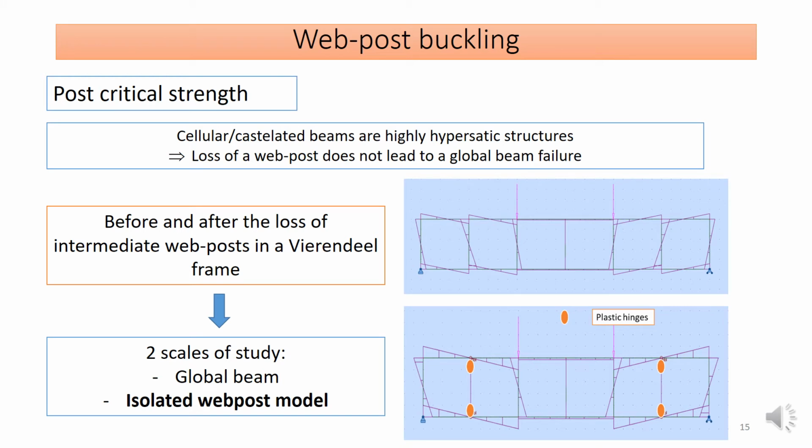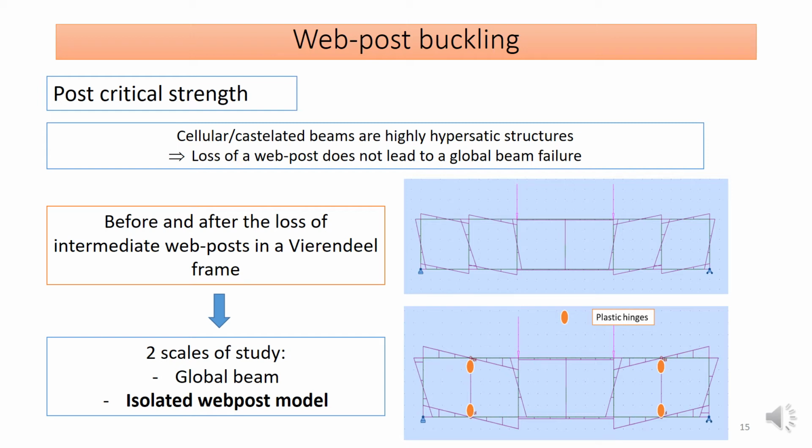Indeed, as you know, cellular and castellated beams are highly hyperstatic structures, just like Vierendeel frames, and thus the loss of an intermediate web post should not lead to global failure. In fact, before that, you have bitriangular bending moments in each opening member.